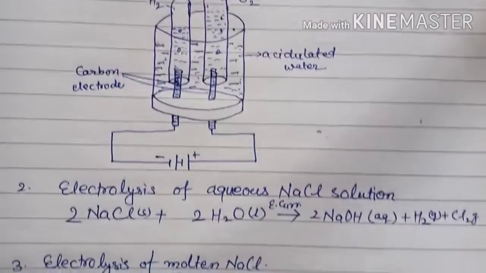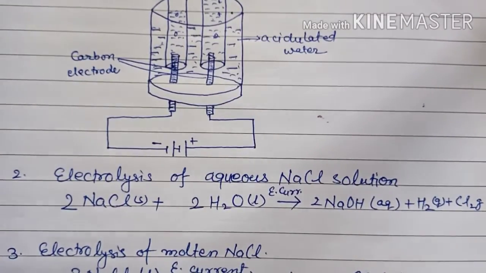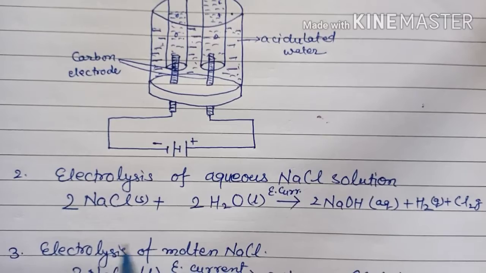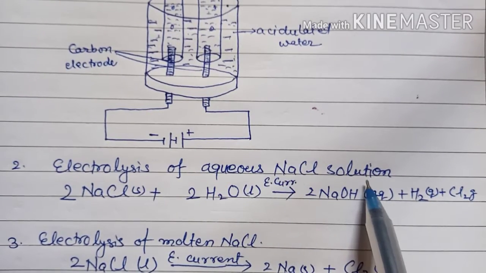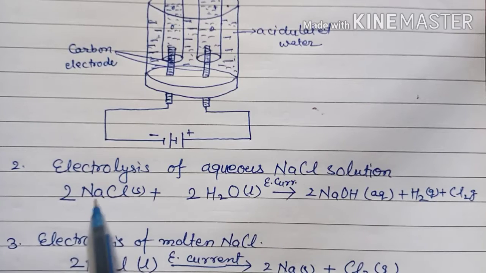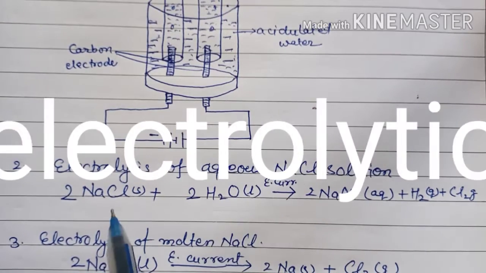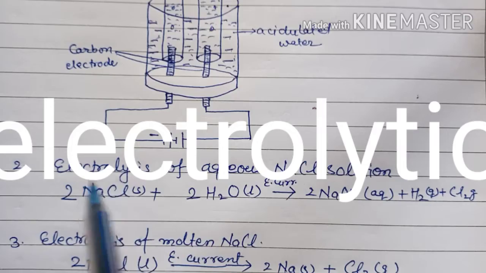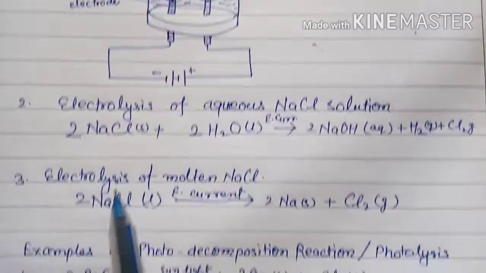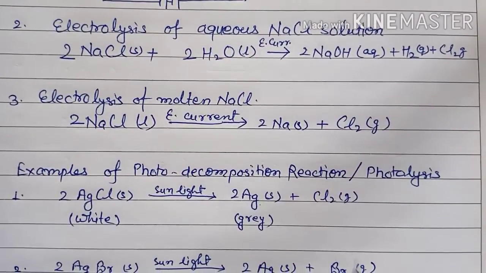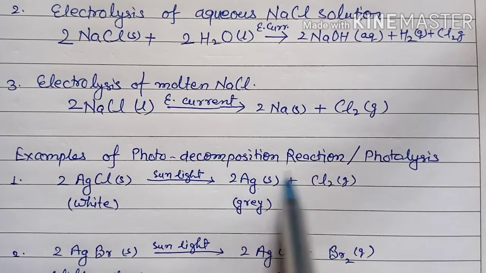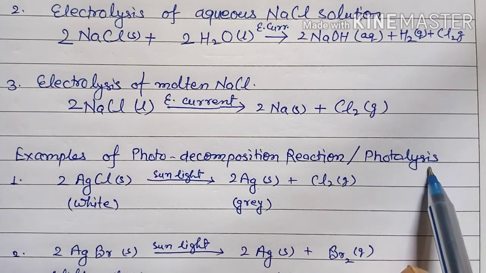There are other examples of electrolysis also, such as electrolysis of aqueous sodium chloride solution. That means when we mix sodium chloride with water, its electrolysis is also possible. Another example is electrolysis of molten sodium chloride. And now we will discuss the example of photo decomposition reaction, also known as photolysis.